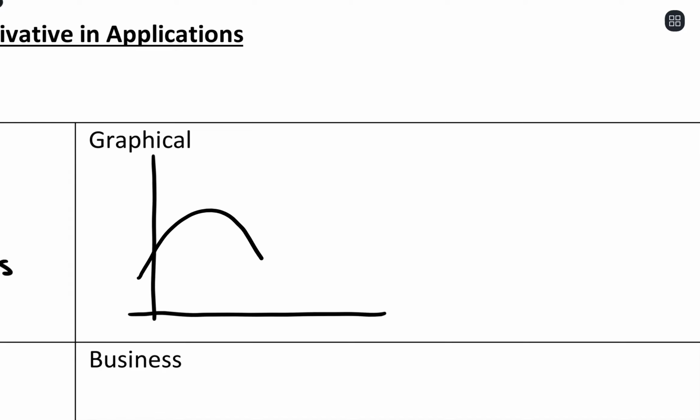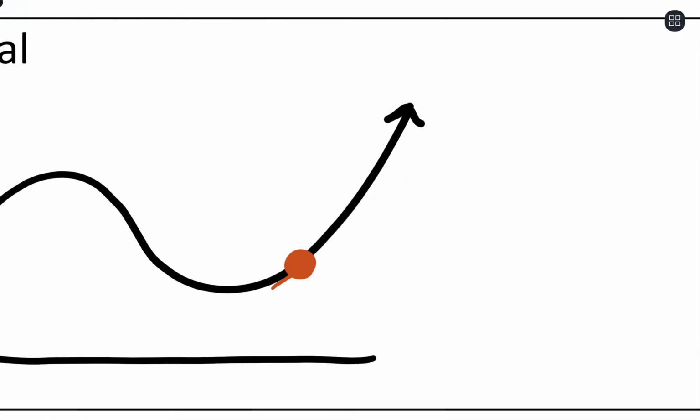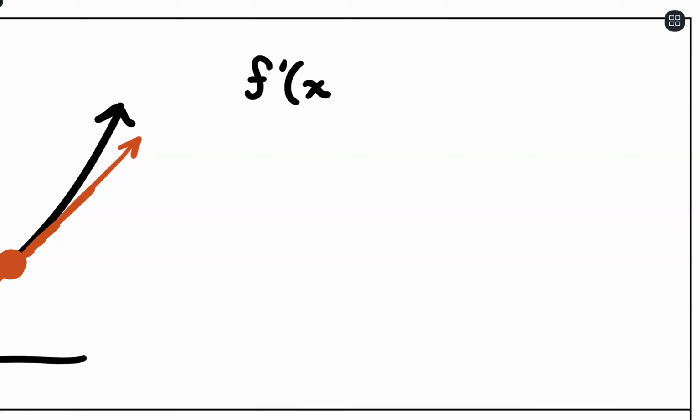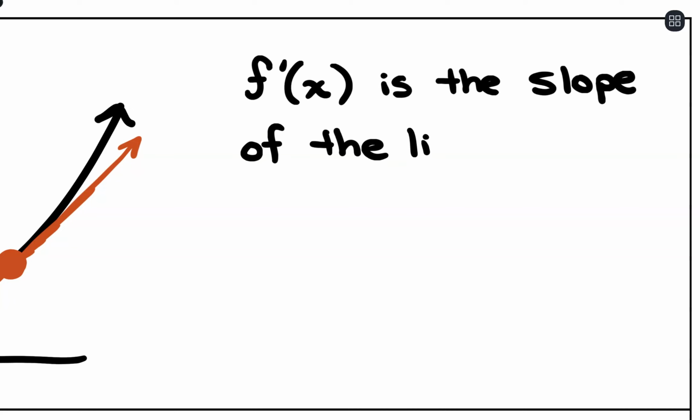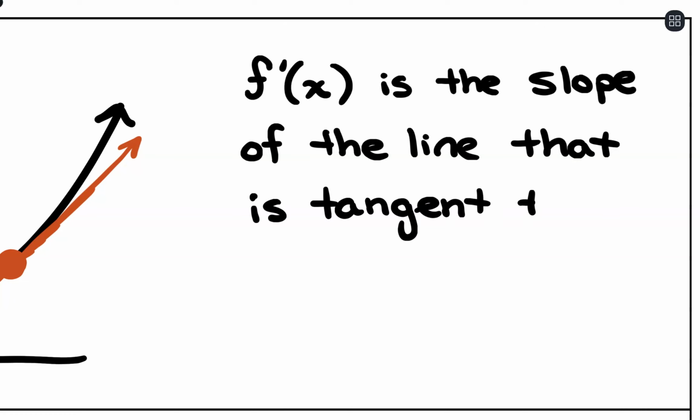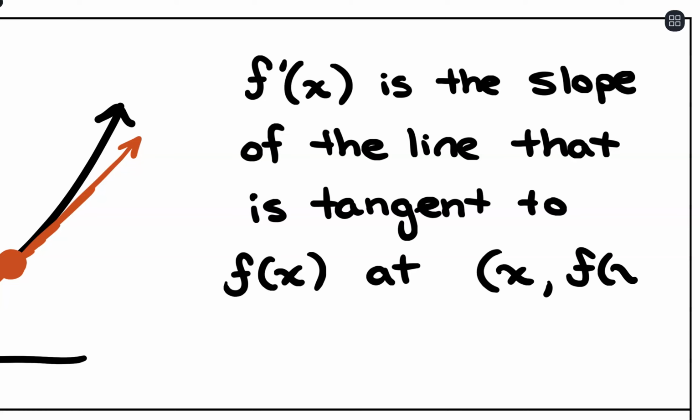If we're trying to evaluate something graphically, so let's say we have a graph that does this, and we want to find a derivative. What we would want to take is a coordinate on our function, and what we would want to do is try to draw the tangent line at that point. And what we would be interested in is the slope of that tangent line. So f prime of x, our derivative, is the slope of the line that is tangent to f of x at some coordinate x as the x coordinate, f of x as the y coordinate.